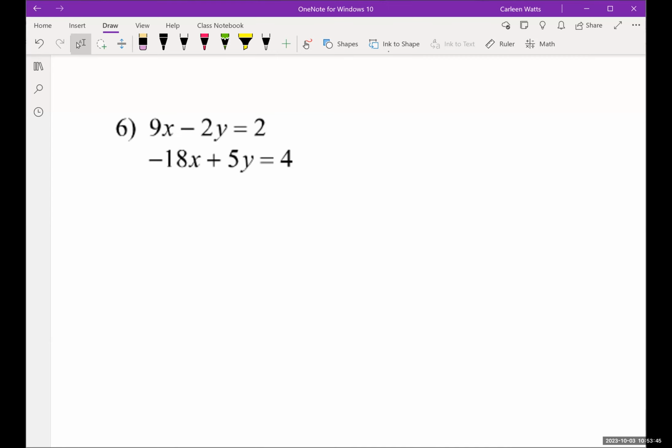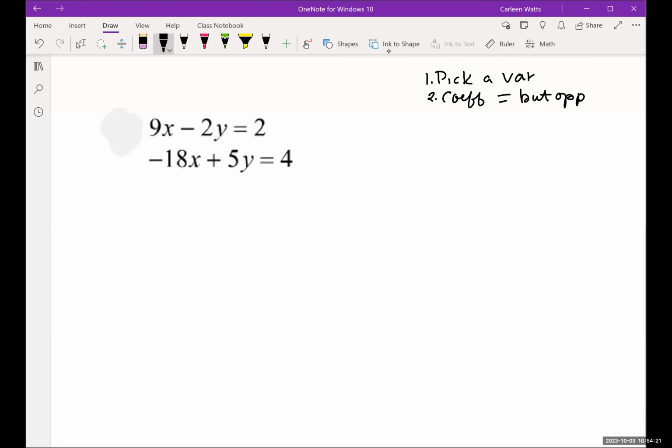Elimination. Okay, both equations are in standard form. So step 1, pick a variable. Which variable looks like the easiest to cancel when we add down? All right, the x. Now, my goal is to have the coefficients the same, but opposite sign.